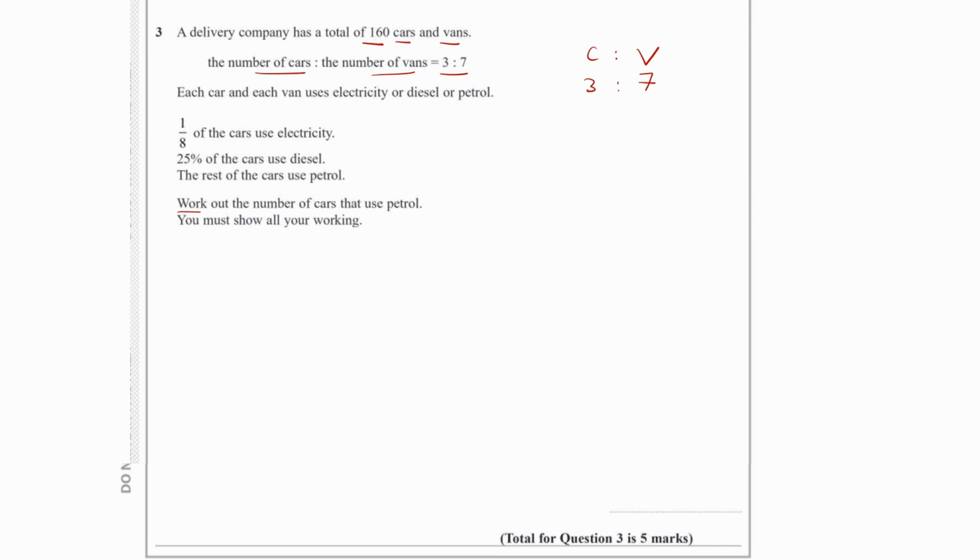So we want to calculate the number of cars that use petrol. So first of all, we need to work out how many cars there are. Okay, because we want the number of cars. So 3 plus 7 equals 10. So that means 3 tenths and 7 tenths. So 3 tenths of the vehicles are cars. So 3 tenths of 160, that's 48. So 48 cars.